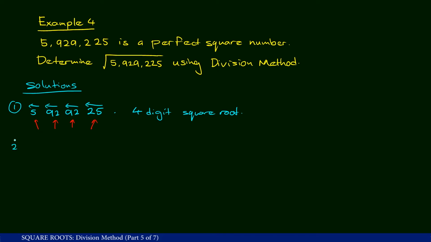Okay, what is the second thing? Take a look at the leftmost pair, which is 5. So can you guess what is the first digit of the square root? Remember, the first digit when multiplied by itself must be less than the leftmost number. So that makes it 2, because 2 squared is less than 5 and 5 is less than 3 squared. 2 squared is 4 and 3 squared is 9. That means the first digit of the square root is 2.